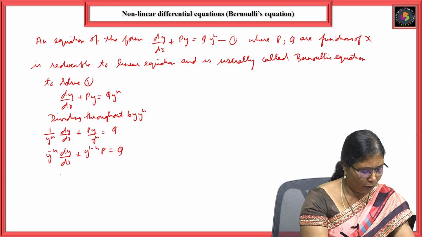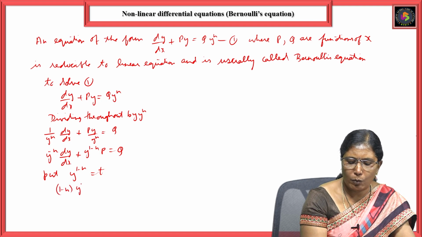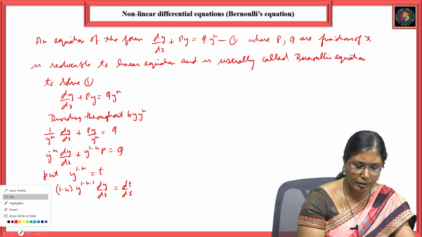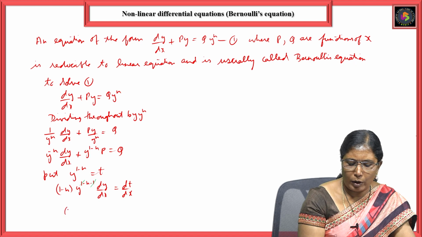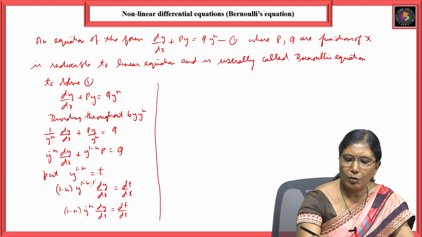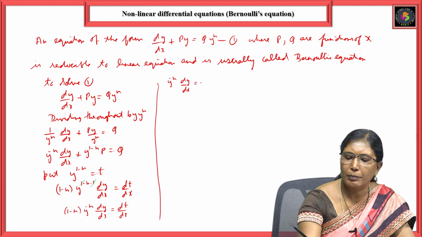Now to solve this, we use the substitution. Put y to the power of 1 minus n is equal to t. Differentiating, we get 1 minus n y to the power of 1 minus n minus 1 dy by dx is equal to dt by dx. Simplifying, we get 1 minus n y to the power minus n dy by dx is equal to dt by dx. Now dividing throughout by 1 minus n, y to the power of minus n dy by dx is 1 by 1 minus n dt by dx.